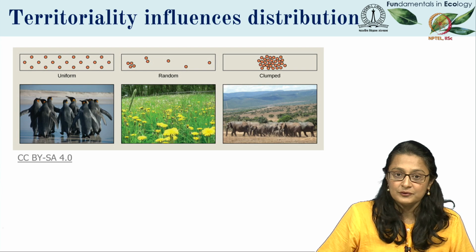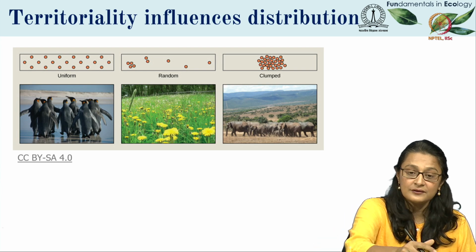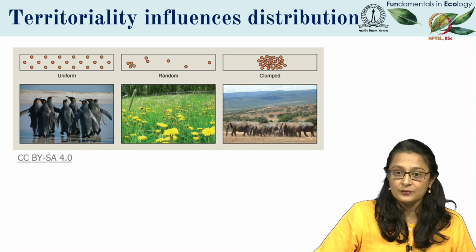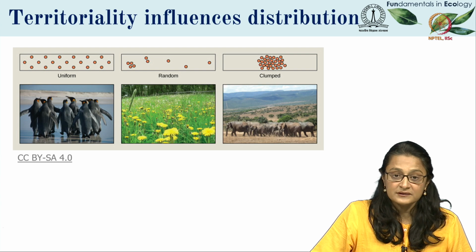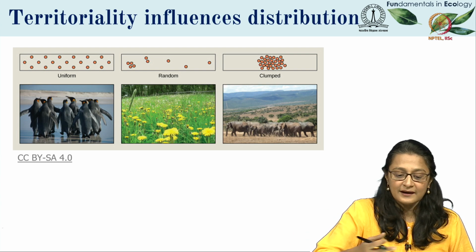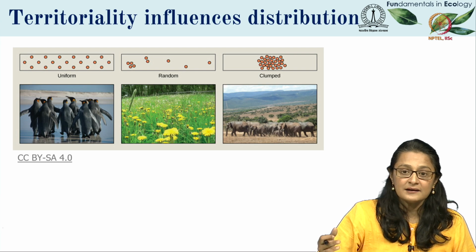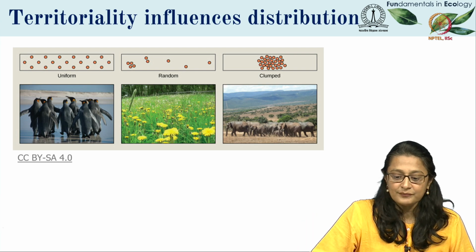In a random distribution, where you have some individuals close together and some further apart, we don't expect territory defense. We still expect competition, but not territory defense. And an example of this would be plants that are wind dispersed.